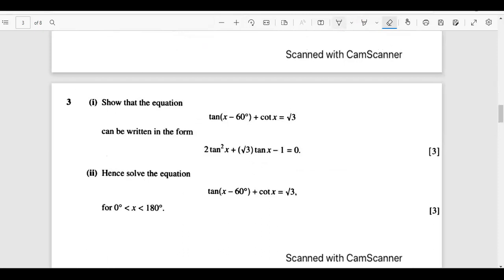Now let's talk about this trigonometry question. It says show that the equation, we have this equation, can be written in this form. And then we need to solve this. Can you try showing this? I'll give you 2 minutes. You can just try it out, and if you're not able to do it, then I'll do it for you.